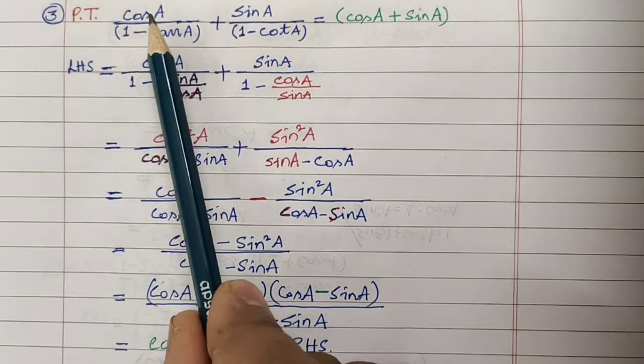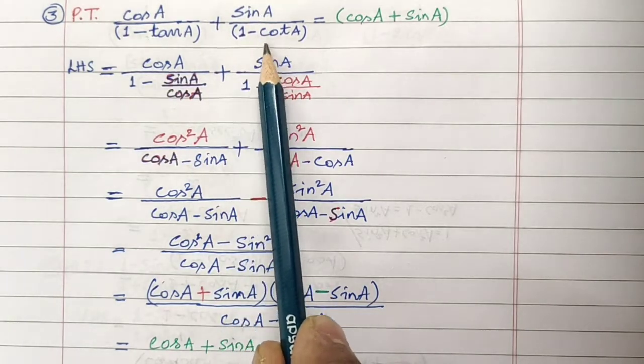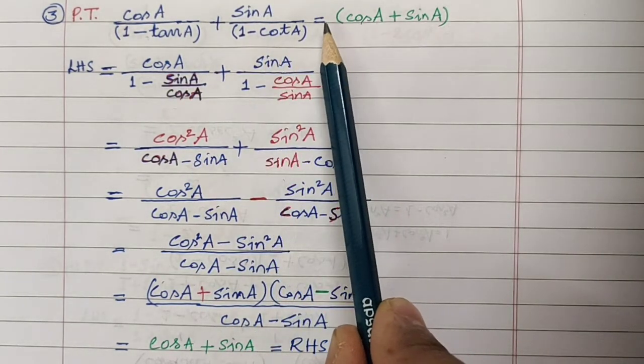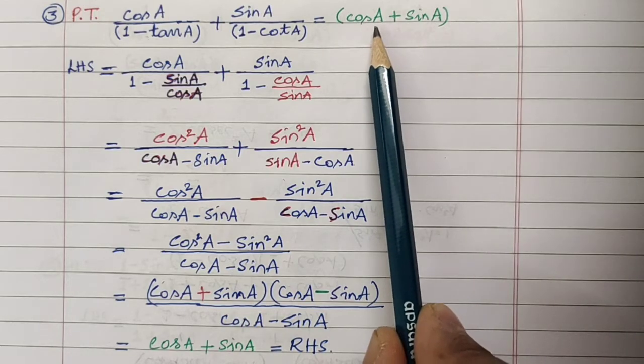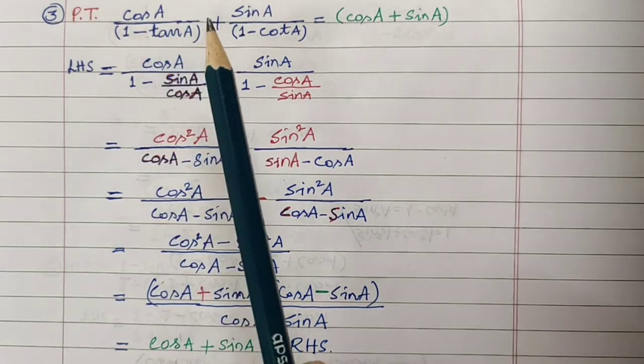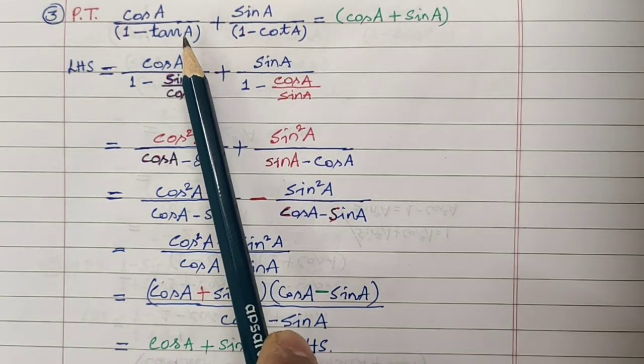Prove that cos A divided by 1 minus tan A plus sin A divided by 1 minus cot A is equal to cos A plus sin A. We want an RHS of cos A plus sin A. So keeping all cos A and sin A, the rest we change to cos A, sin A form.